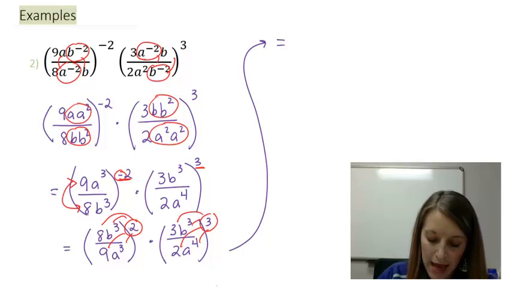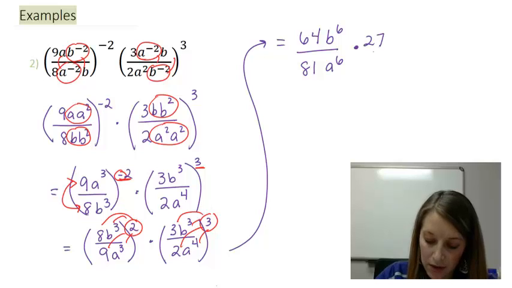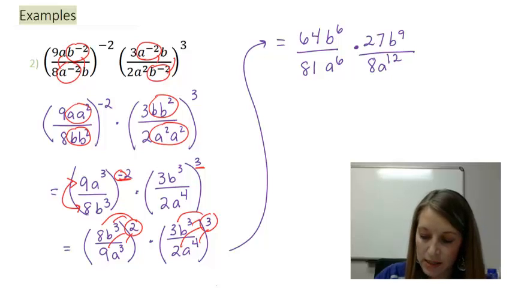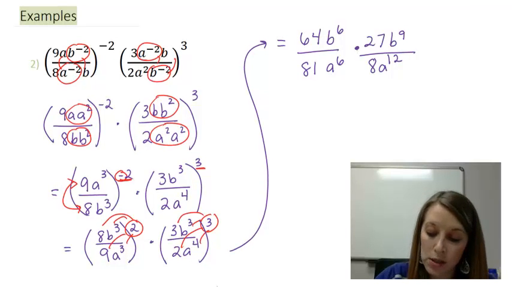So that gives me 8 squared, or 64, b to the 6th, because I multiply my exponents, 9 squared, or 81, a to the 6th, times 3 cubed, 27, b to the 3 times 3 gives me b to the 9th, over 2 cubed gives me 8, and a to the 4 cubed gives me a to the 4 times 3, or a to the 12th. So I've taken care of each of these fractions individually, but now my goal is to multiply them.